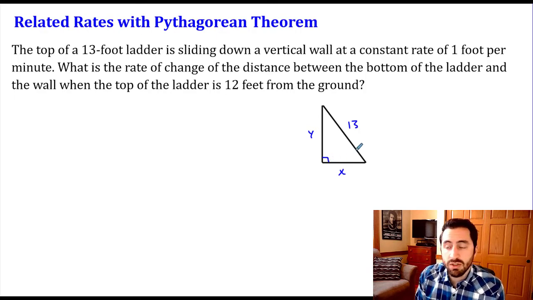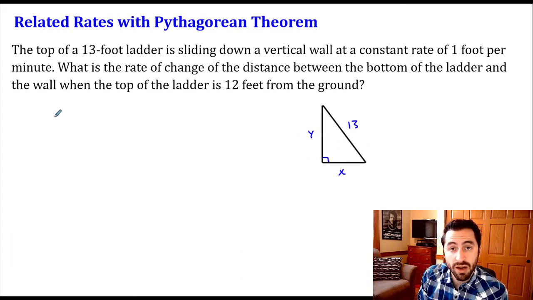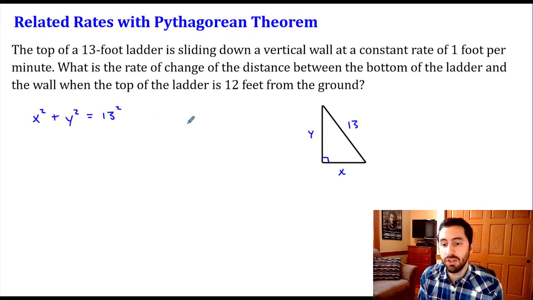Now, one of the first things we do when thinking about related rate problems is we need to use an equation that relates our variables together. So my two variables here, I have X and I have Y. The height of the ladder on the wall and the distance away from the wall of the bottom of the ladder. So to relate these two together, we can use the Pythagorean theorem. So we have x squared plus y squared is equal to 13 squared. That's the equation we're going to use to relate our variables together.